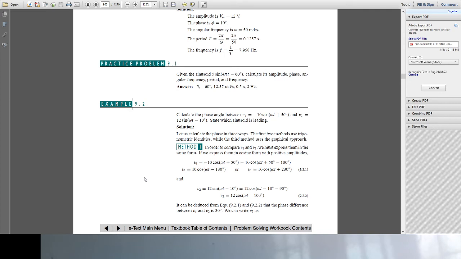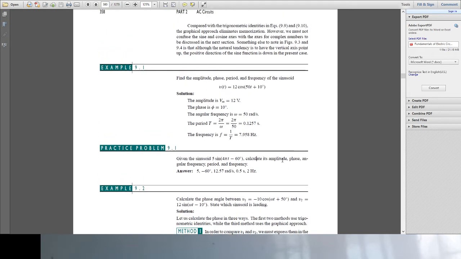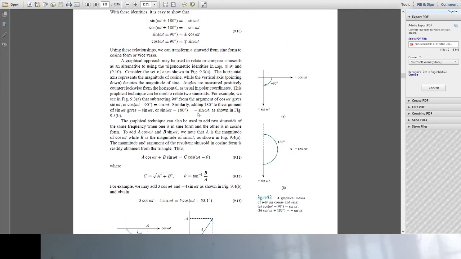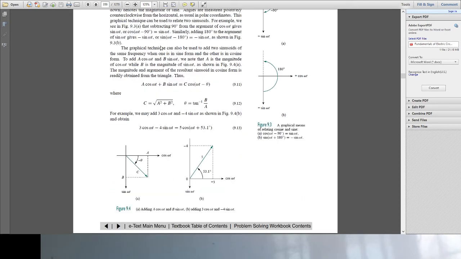Now we see one method here; the other methods you can study on your own. So V1 is equal to minus 10 cos(omega t plus 50 degrees), which we replace with 10 cos(omega t plus 50 minus 180 degrees), using the trigonometric identity: cos(omega t minus 180) is equal to minus cos omega t. The same principle is applied to solve the problem here.